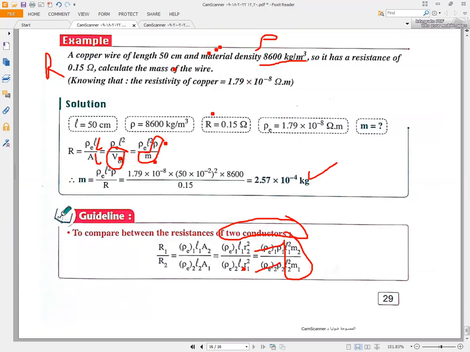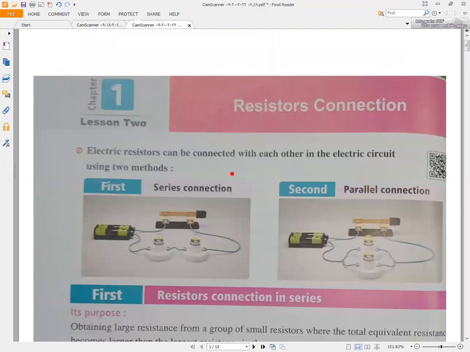Okay. Right. Let's start the second lesson. The second lesson talks about connection of resistors. Last session we talked about electric resistance. We have two types of electric resistance: fixed resistance or variable resistance.